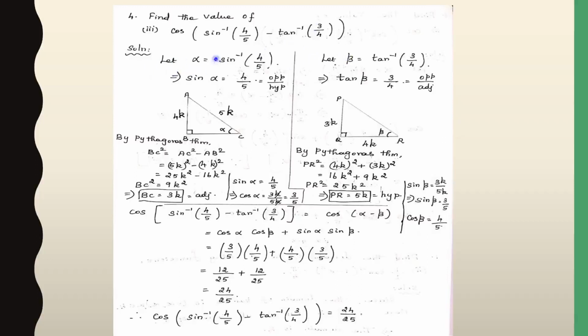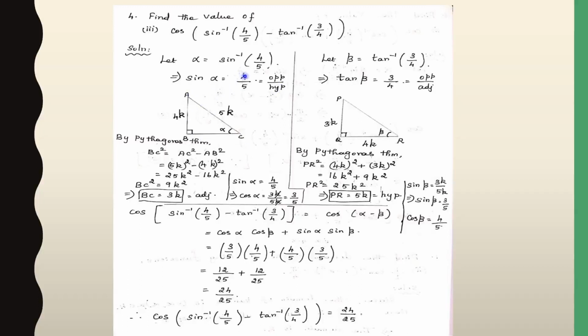Let alpha equal to sin inverse of 4 divided by 5. So this sin inverse, when it moves to this side, becomes sin alpha, that is equal to 4 divided by 5. We have already studied in trigonometric ratios: sin theta equal to opposite side by hypotenuse side. So we have to consider a right angle triangle.